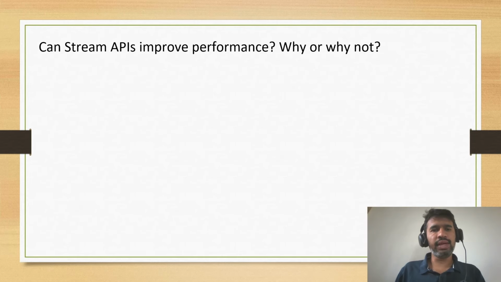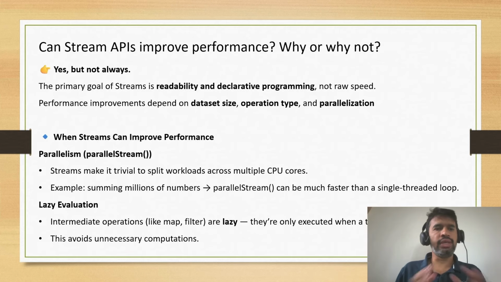Can Stream APIs improve performance? Why or why not? So yes, but not always. This is actually the best answer you can give, because Stream APIs will not always improve performance. You should have proper clarity on this, because many people think that if they use streams it is faster. The primary goal of streams is readability and declarative programming. Speed is not the first priority.